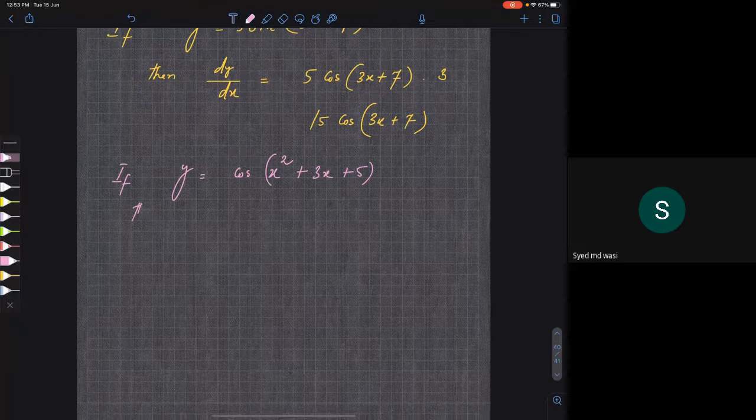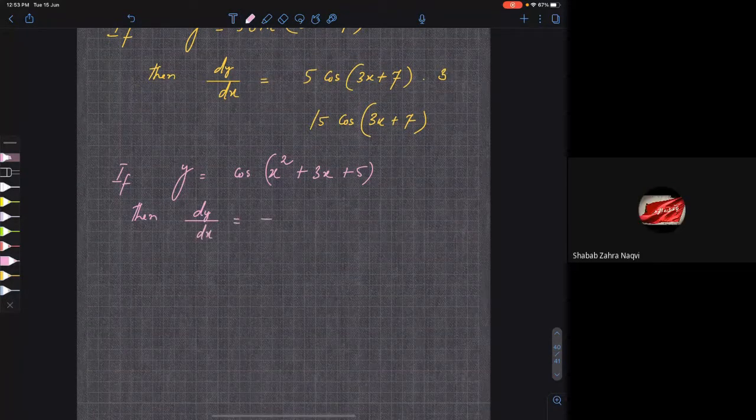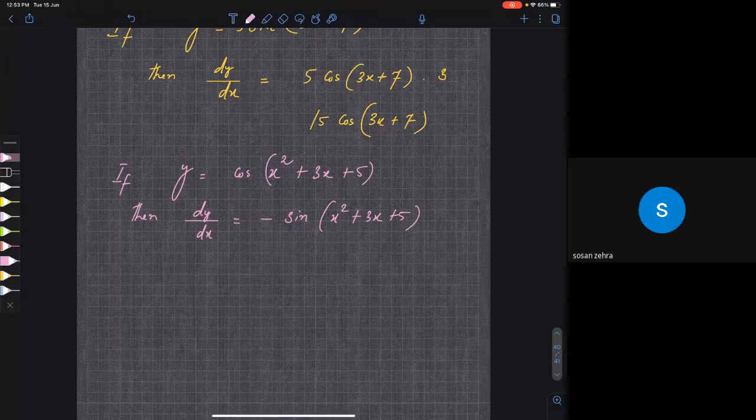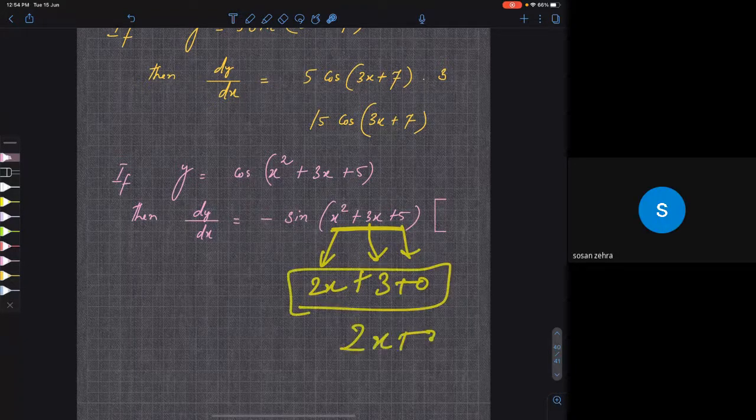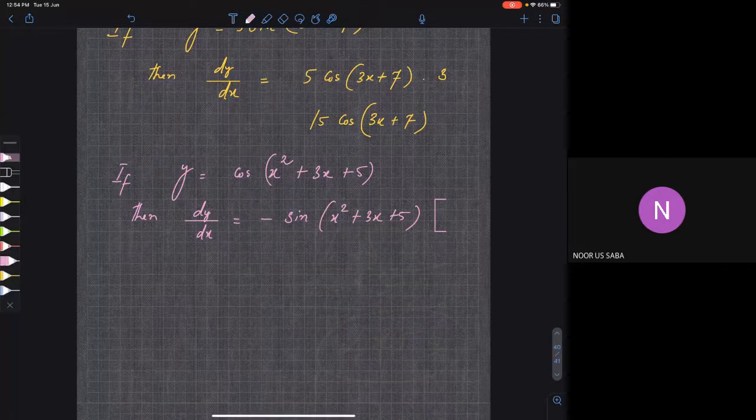So minus sign. Minus sine of x square plus 3x plus 5, into 2x plus 3. I have to multiply by the derivative of whatever is in the bracket. So what is the derivative of what is in the bracket? The derivative of x square is 2x, of 3x is 3, and of 5 is 0. So it is 2x plus 3. So you have to multiply with 2x plus 3.